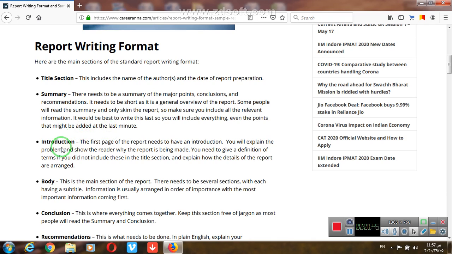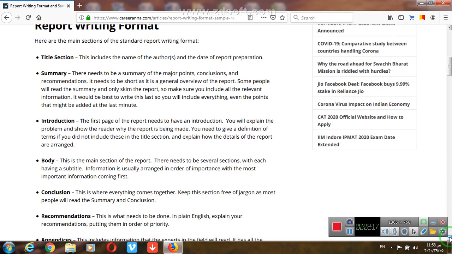Then, in writing a report, you must have an introduction. The first page of the report needs to have an introduction. You will explain the problem and show the reader why the report is being made. Okay, you must include the objective in the introduction you are writing directly. You need to give a definition of terms if you didn't include these in the title section and explain how the details of the report are arranged, so the reader can see your writing clearly.